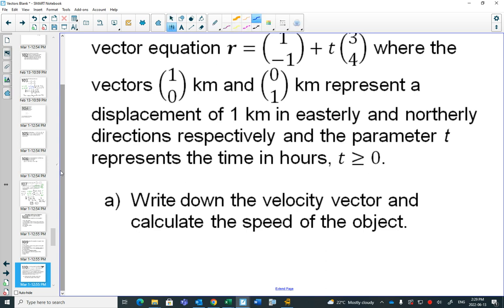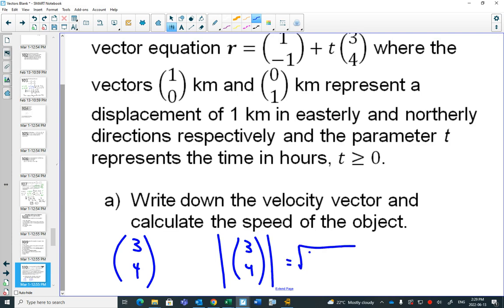So the velocity vector is always your direction vector. And the length of your direction vector, a squared plus b squared, and since we're dealing in kilometers and time in hours, the length of your velocity vector will always be the speed that the object is traveling. So this object is traveling at 5 kilometers per hour.